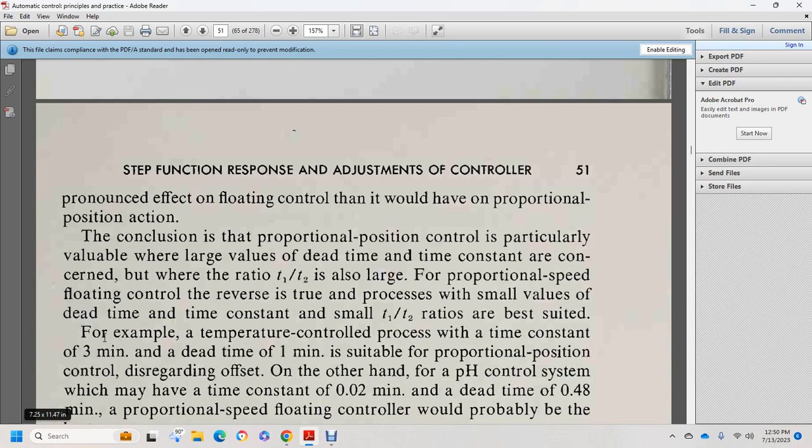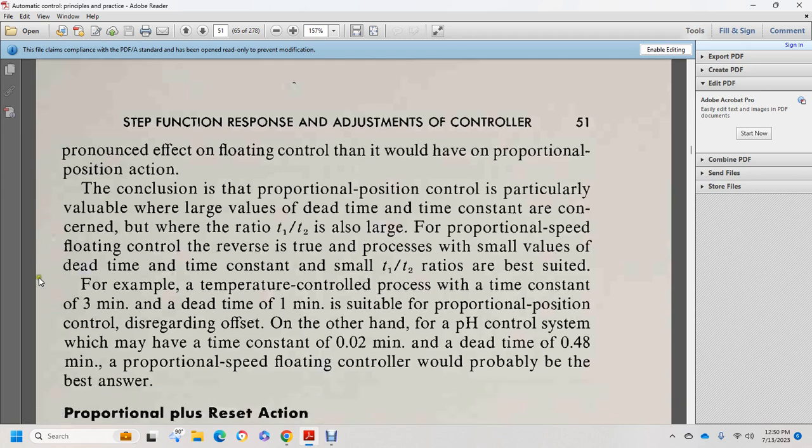In conclusion, proportional position control is suited to a process with a large value of dead time and time constant, with concern for the ratio of time 1 to time 2, which is also large. Proportional speed floating control, on the other hand, is best suited to a process with a small value of dead time and a small time constant, with a small ratio of time 1 over time 2. For example, in temperature control, where the time constant is in the range of the dead time, proportional position control is suitable, disregarding offset. In a pH control system, where the time constant is 0.02 minutes and the dead time is 0.48 minutes, proportional speed floating control would probably be the best answer.